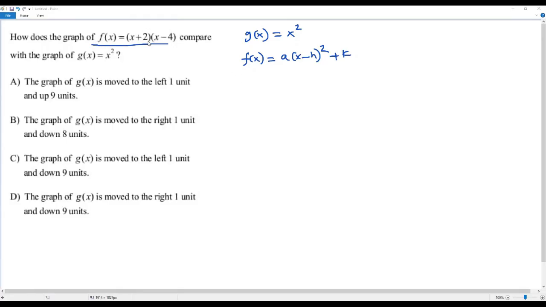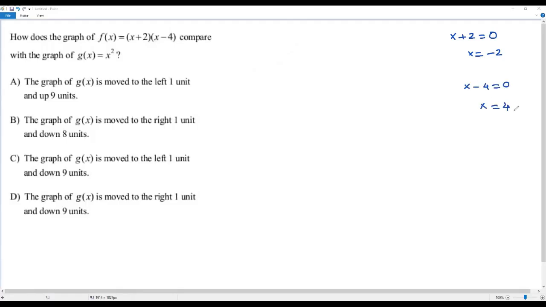Let's consider what we have here. The quadratic function f(x) is given in factored form. That is, x + 2 is one factor, x - 4 is another factor. When I equate each factor to 0, I'll be able to get the two x-intercepts. By equating the first factor to 0, I'm getting x = -2. So this is one of the x-intercepts. And now let me equate the second factor, x - 4, to 0. I'm getting x = 4. Okay, here I got two x-intercepts.